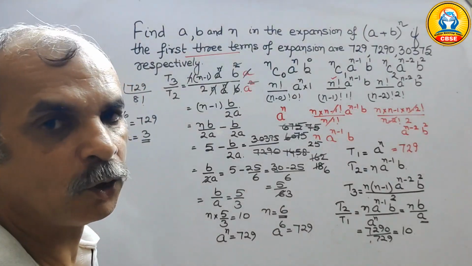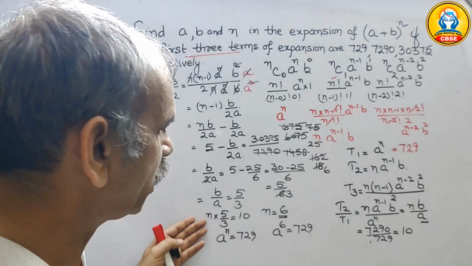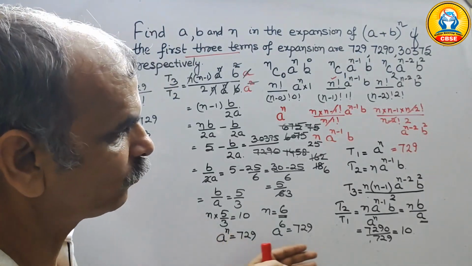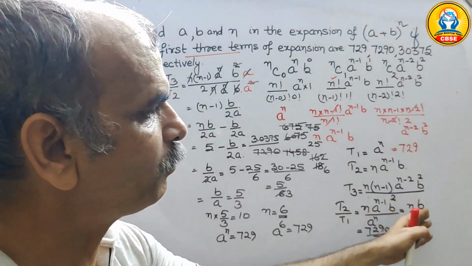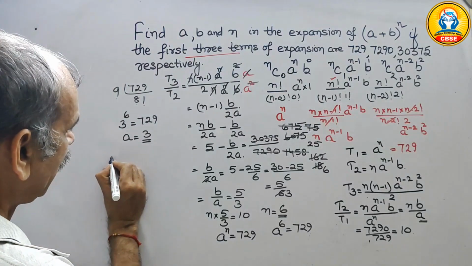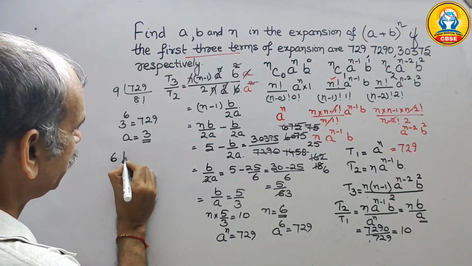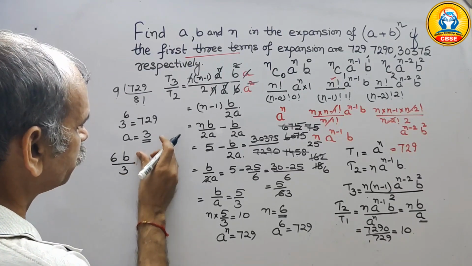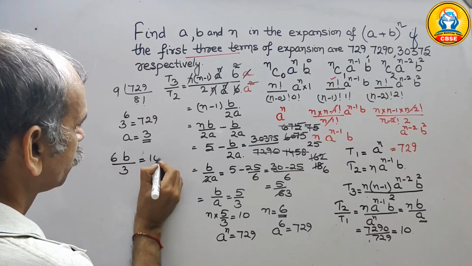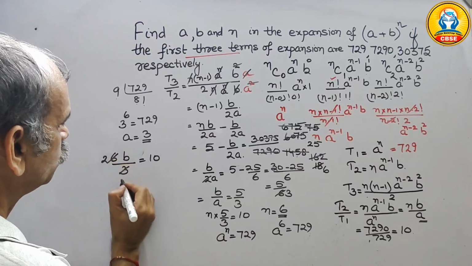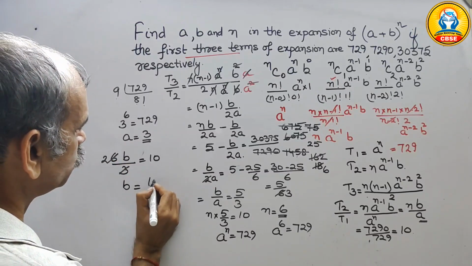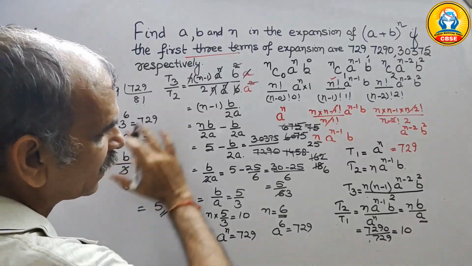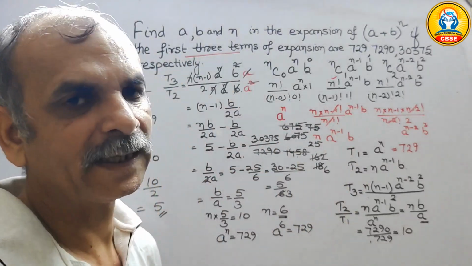Now we have to find out b. Same formula, what we have written here. And b by a, n is 6, b by a is 3 into 6 is equal to 10. This will go for 2. So we can say b is equal to 10 by 2, that is equal to 5. So like this we have to find it out by taking the ratio.